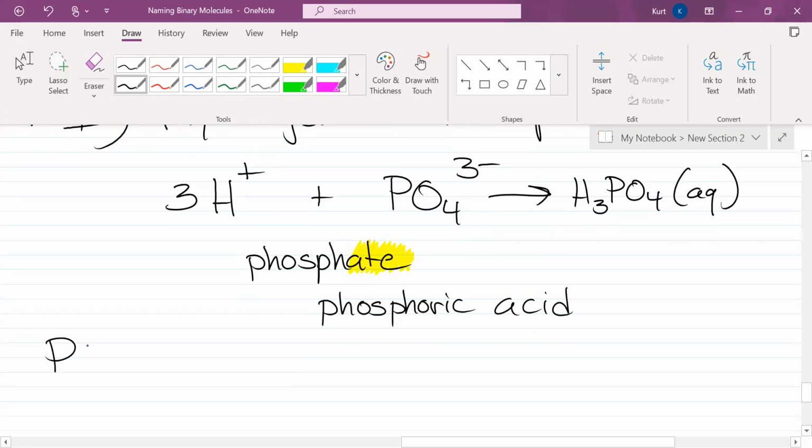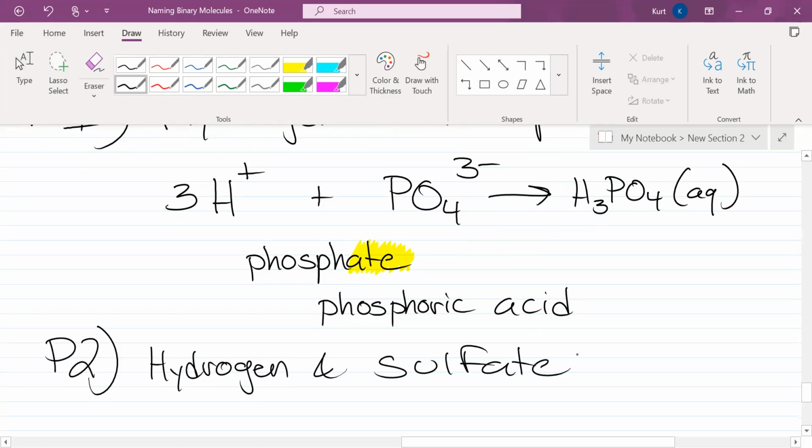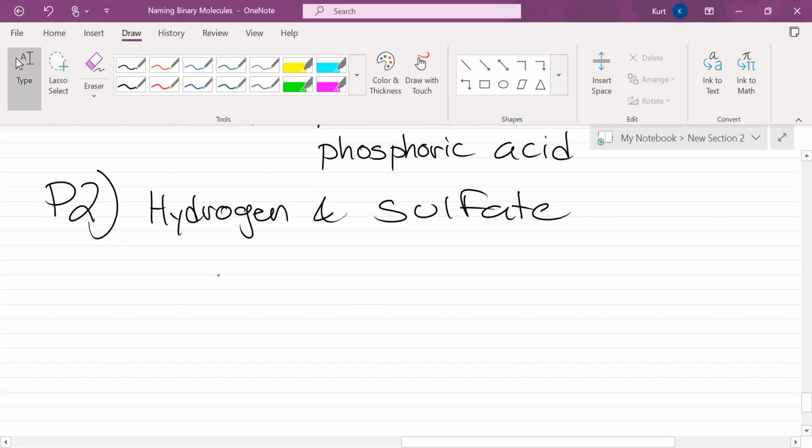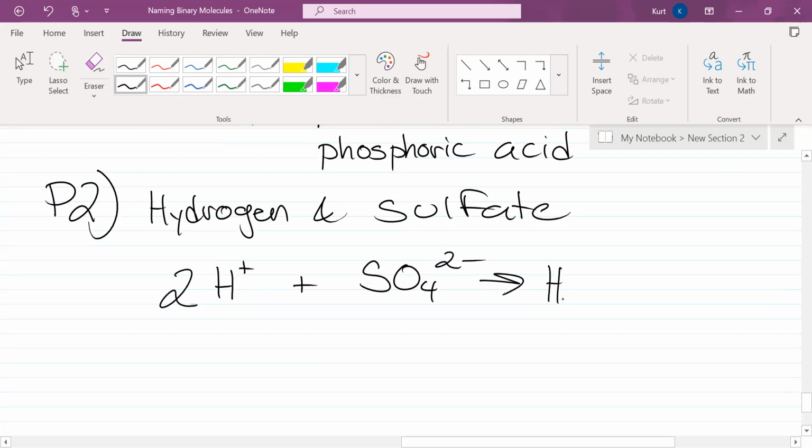Next, hydrogen and sulfate. So hydrogen is a positive 1 charge. Do you remember what the formula for sulfate is? It's SO4 with a -2 charge. How many hydrogens do you need? 2. So it's going to be H2SO4. It does possess oxygen.